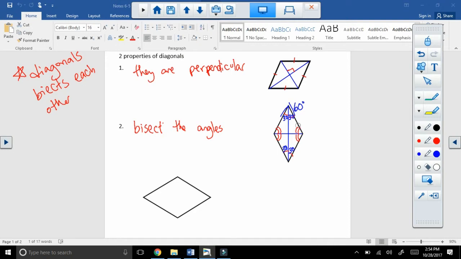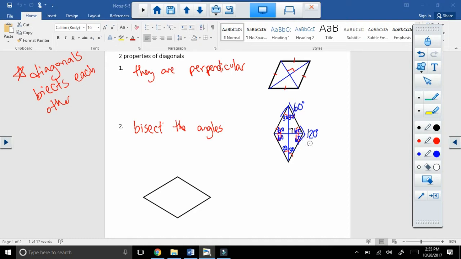A couple of different ways you can come up with these other ones. You could remember that these consecutive angles are supplementary, so that this whole thing is 120. So that would make each of those parts 60. A different way that you could do this is you could know now that the diagonals are perpendicular, so that would make each of these right triangles, and you could come up with the angles that way also.